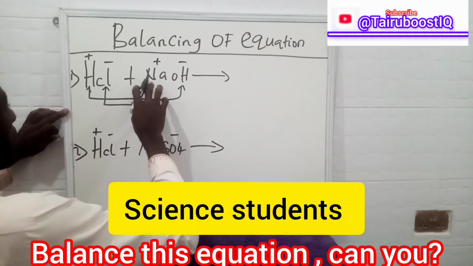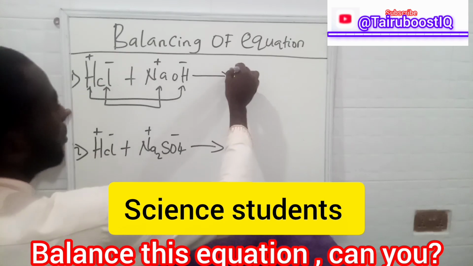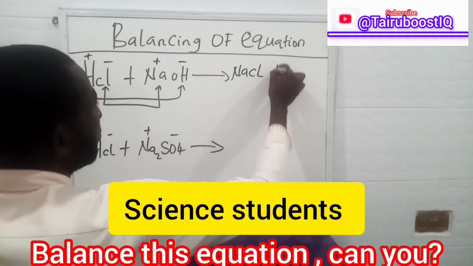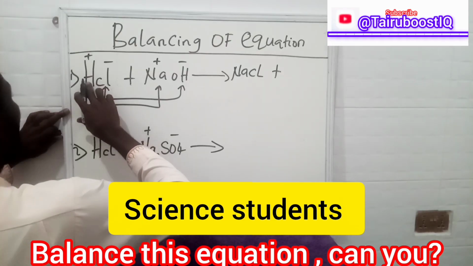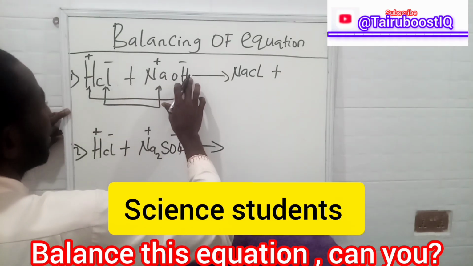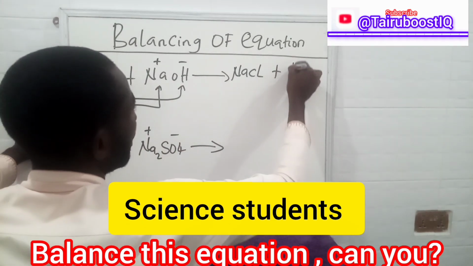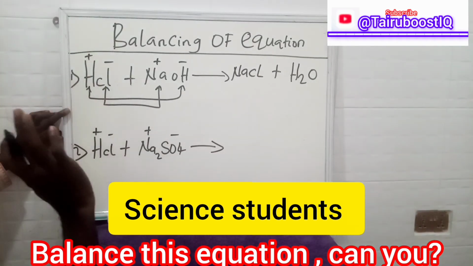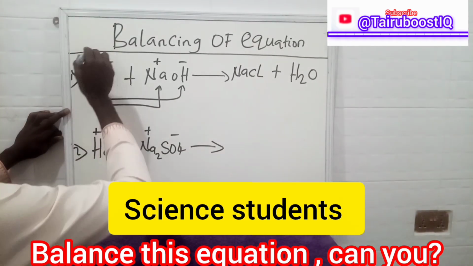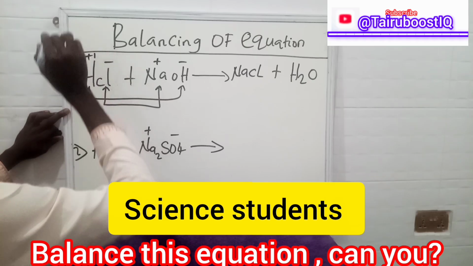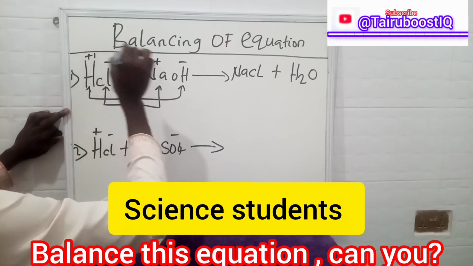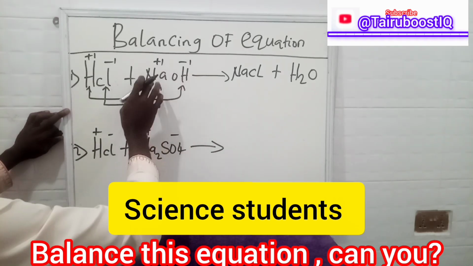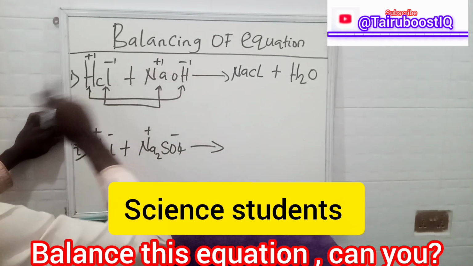So at this point we are going to have sodium chloride, plus then we have hydrogen here, and hydrogen here, in water we have water, which is H2O. Now let's see whether the equation is balanced. The oxidation number of hydrogen is +1, chlorine is -1, sodium is +1, hydroxide is -1. That's why you see there is no 2 or 3 here.